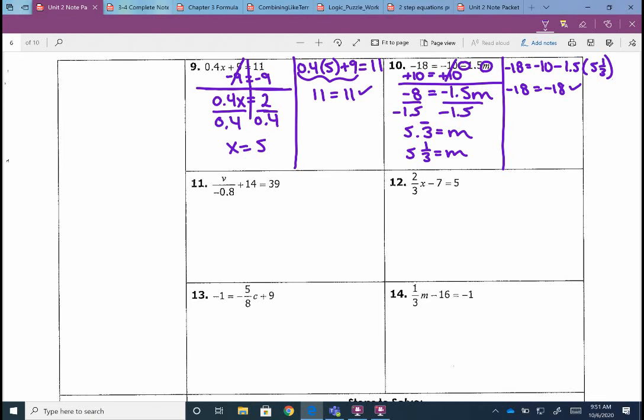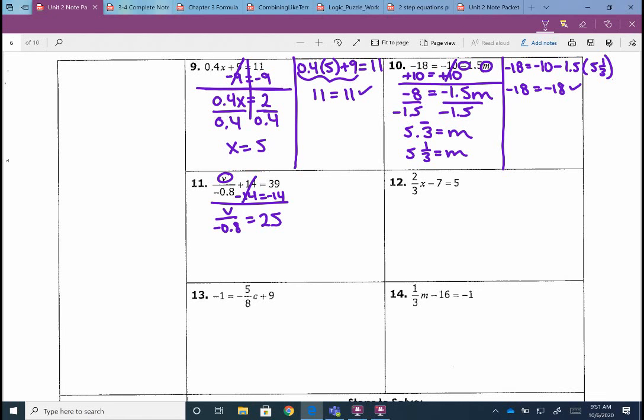In number 11, I find where my variable is. There's v. I want to leave v there and clear everything else away on that side. I start with any addition or subtraction first. I see I have a plus 14. So to undo that, I'm going to subtract 14. What is left over on the left side is v divided by negative 0.8. Then over on the right side, I do my subtracting, and I end up with 25.